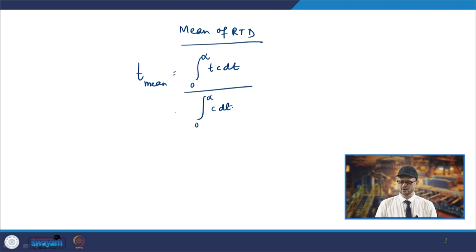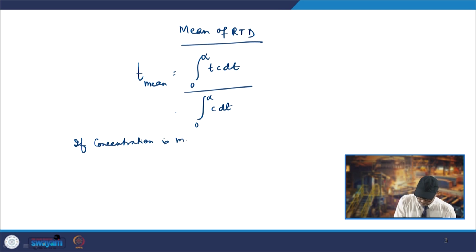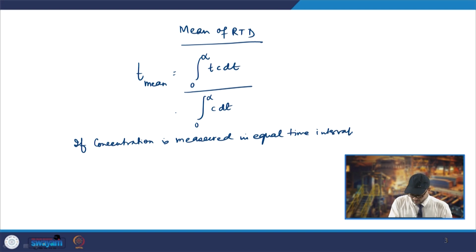If you analyze it dimension-wise, it will be in terms of time. This time is known as T mean, the mean residence time. Then, if the concentration is measured in equal time intervals, you will have an equal time interval of delta t.